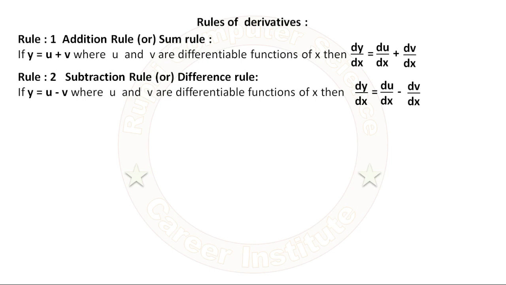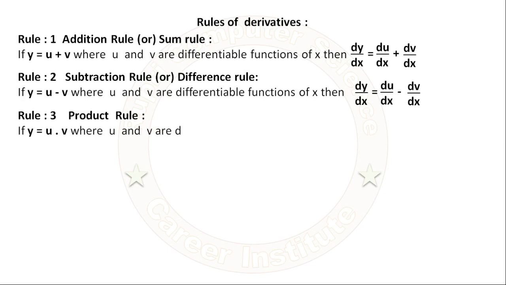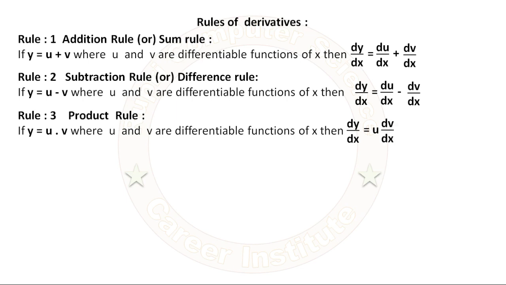Next, rule number 3, product rule. If y is equal to u into v, where u and v are differentiable functions of x, then dy upon dx is equal to u into dv upon dx plus v into du upon dx.